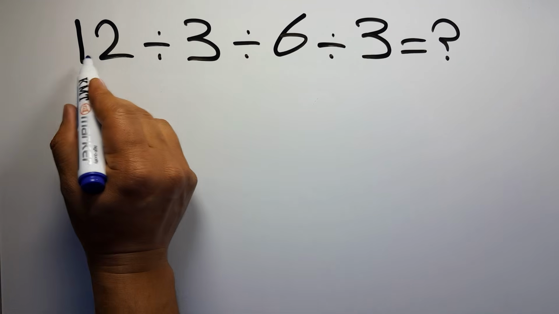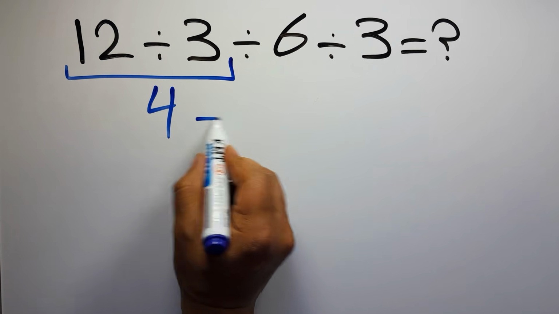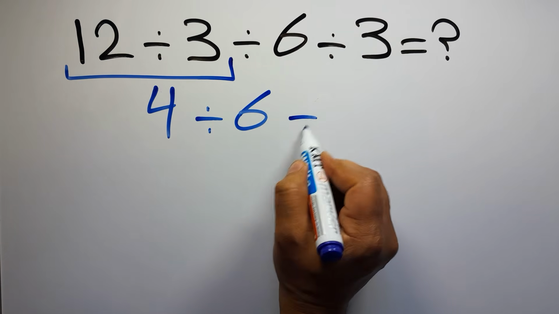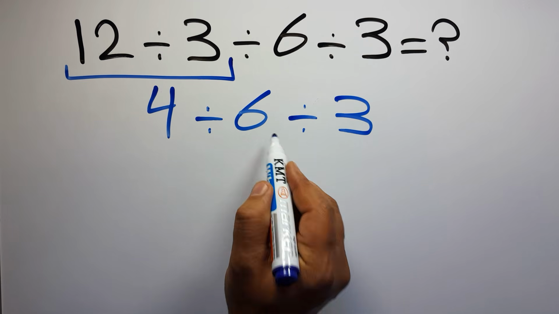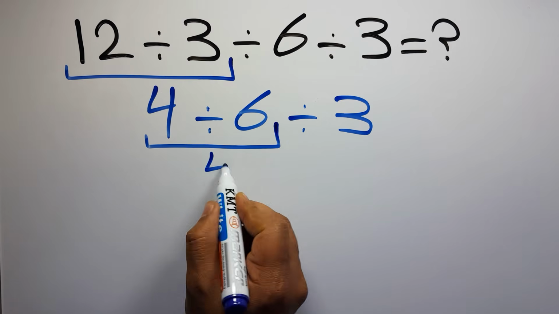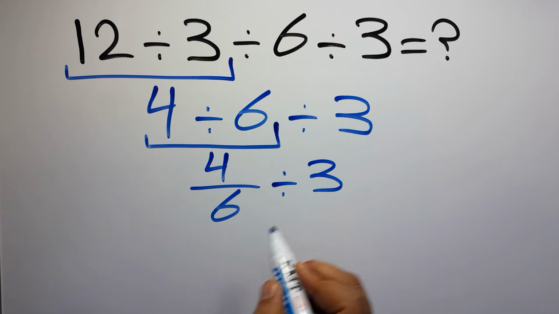So first this division, 12 divided by 3 gives us 4. So 4 divided by 6, then divided by 3. Now we have to do this division. 4 divided by 6 can be written as 4 over 6, then divided by 3.